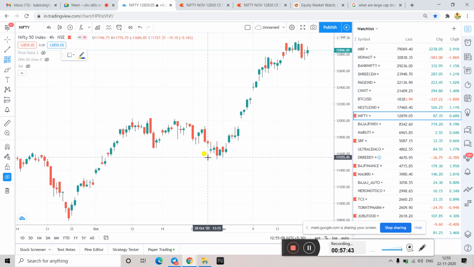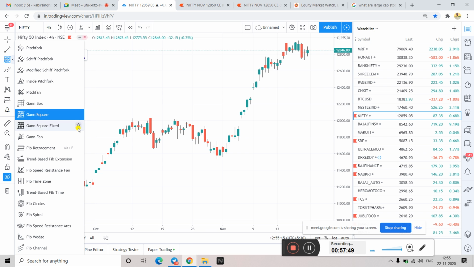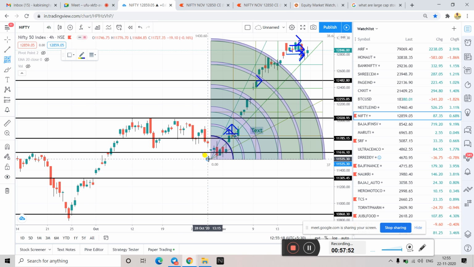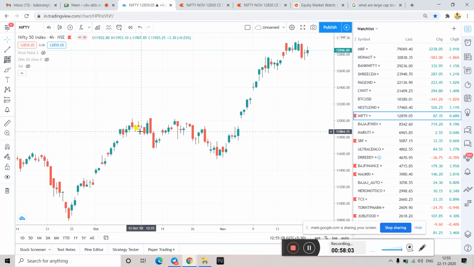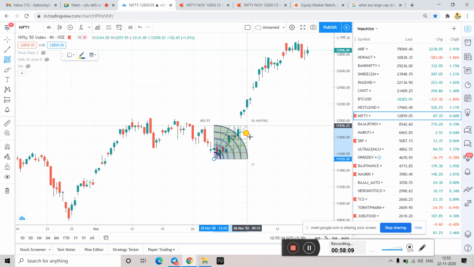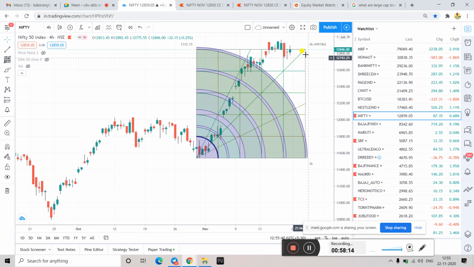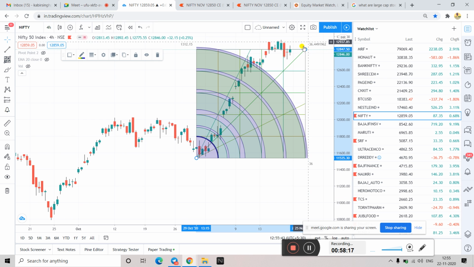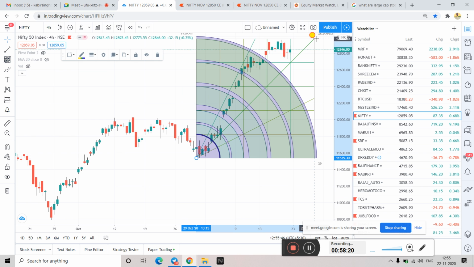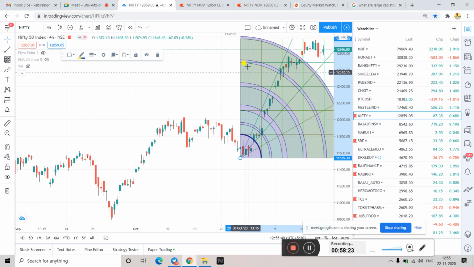So what I was telling is GAN, you can select this GAN which has fixed points at both sides. This is GAN Square. Once you select it, wait a second, I'll delete all these things. Now you can see the lower is on this and the higher is on this.